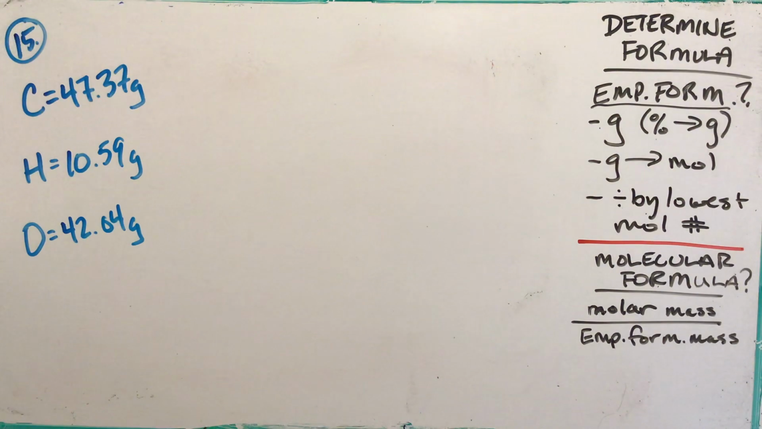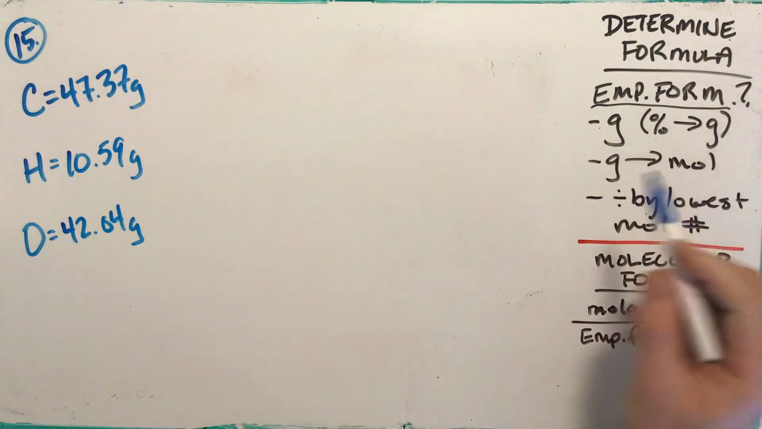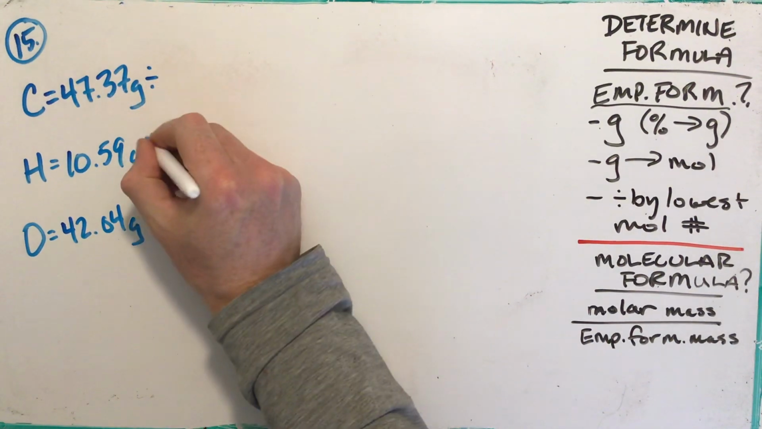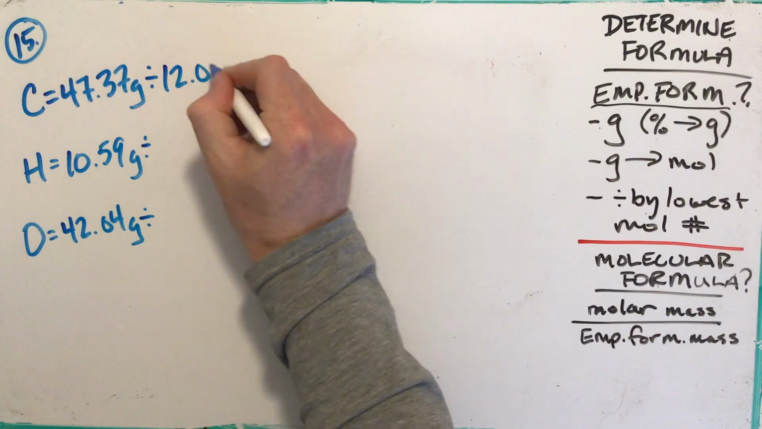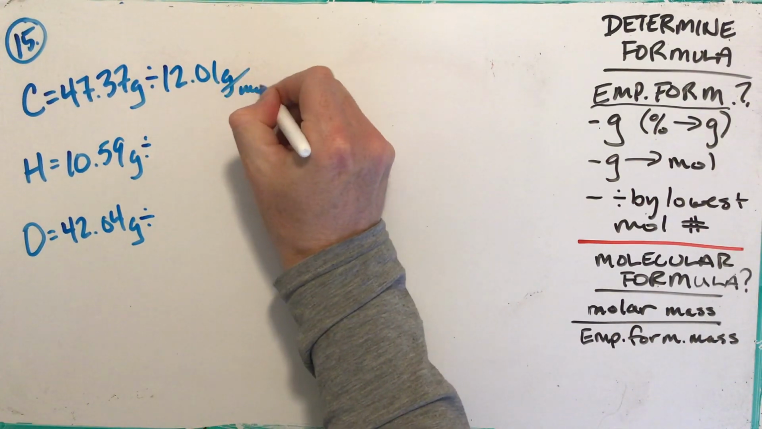So that's done. And now we are going to follow our steps. So we've got the grams. Now we're going to turn them into moles by dividing by the molar mass for each element on the periodic table. So using the atomic mass, and it will be grams per mole.